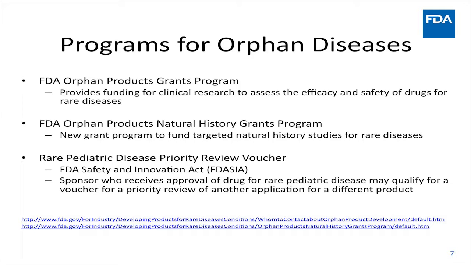And just as an additional perk to sponsors who develop products for rare diseases, there's this so-called Rare Pediatric Disease Priority Review Voucher, which was authorized by the FDASIA legislation. For sponsors who receive approval of a drug for rare pediatric disease, they may qualify for a voucher for a priority review for another application, which might be for a much more common condition. Again, this is designed to expedite drug development for rare diseases.